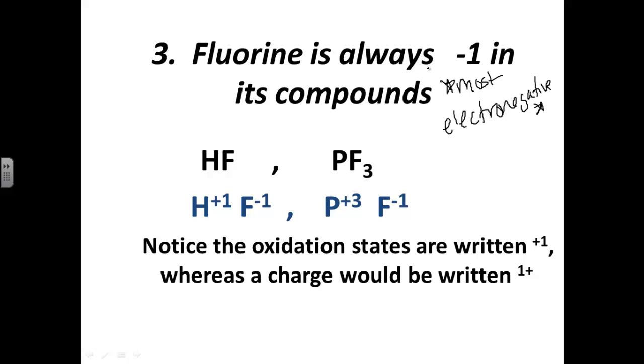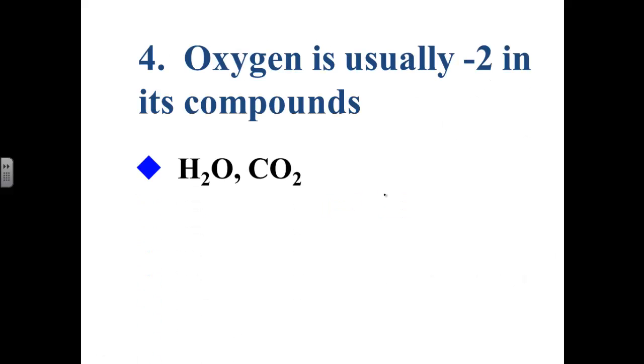So for example, again, fluorine here would be -1. Hydrogen would be +1. Fluorine would be -1. Since there's 3 of them, the whole thing has to equal 0. So phosphorus is going to be +3 to get the whole thing equal to 0. And again, just a reminder on charges versus oxidation states.